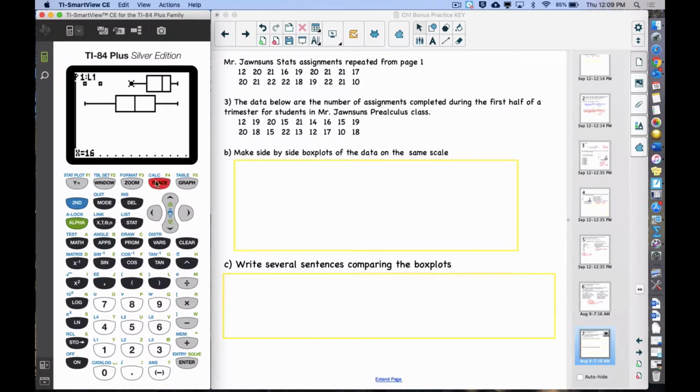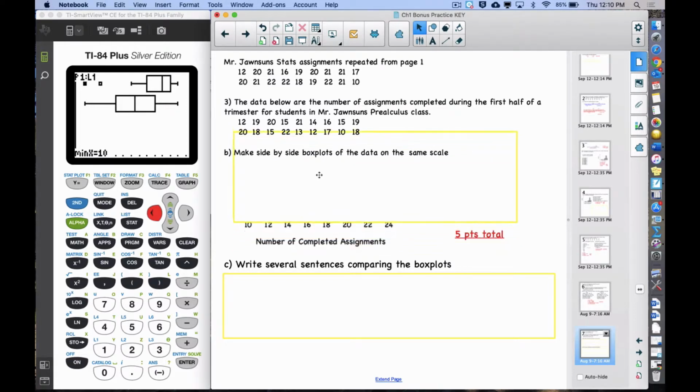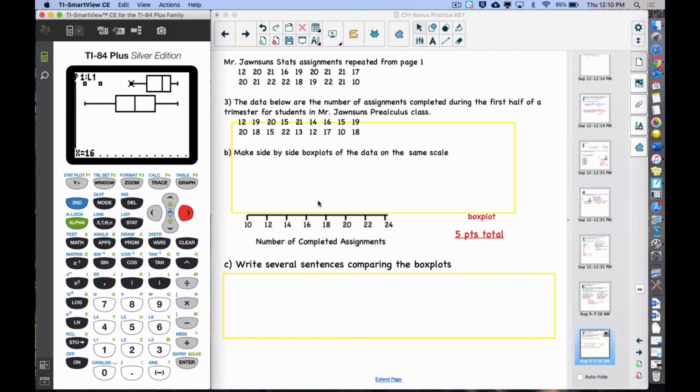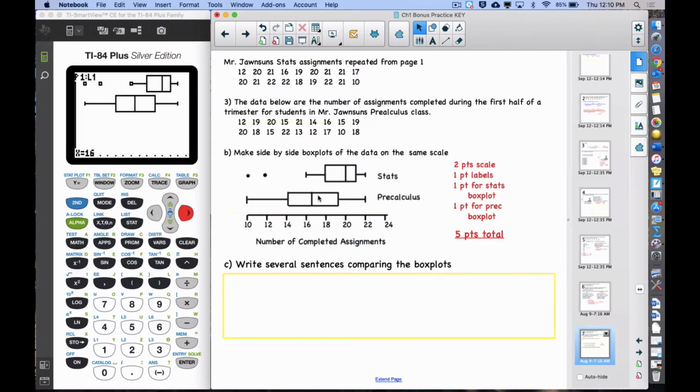And then you can use your trace button to arrow around and figure out your scale, like, oh, well, my highest number is 22 for both lists. My lowest number is 10 and 10 as well. That will help you set up your scale. So I went from 10 all the way to 24, but you could have stopped at 22. Then just trace your way through and mark off all those spots.